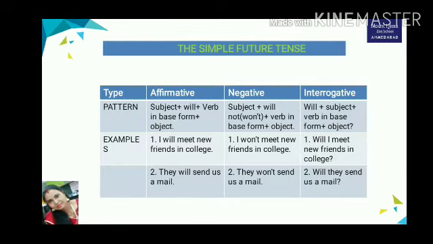Because we are making questions, we start this sentence with will, then we write subject, then meet is the verb base form and then we add object with the question mark. Second is, will they send us a mail? We write will first, then subject, then send is our verb in base form and then object and question mark. So we simply follow these patterns for making affirmative, negative and interrogative sentences in future tense.